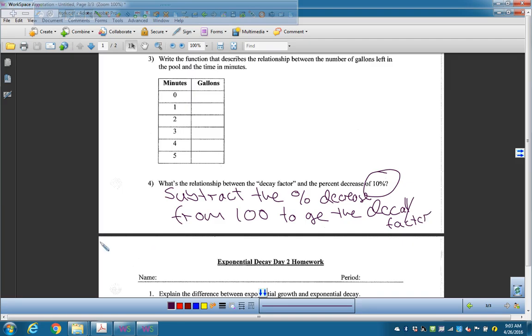So you're getting 90%. So another problem, say I start with 37 elephants, and my elephant population is going down by 25% per year. What's the decay factor? That's right. It's just 0.75. So you just subtract. Is that easy enough? Do we need to go over this more? You ready to do the worksheet? Yes. Okay.